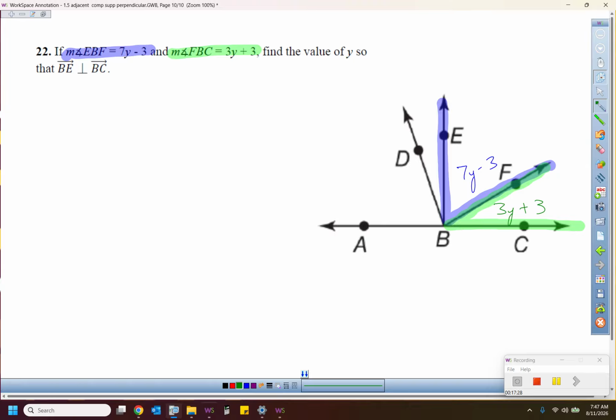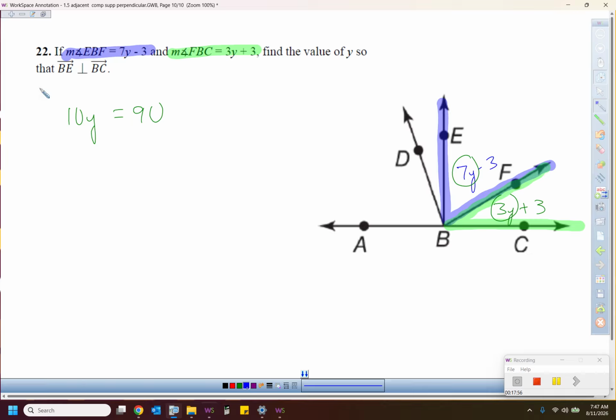Let's see if we can add these together without writing that first step. So we're just going to have to add our like terms together. These are like terms, 7y and 3y. If you add them all together, that's 10y. And then if we add our negative 3 and our positive 3 together, well, negative 3 and positive 3 is 0, so I don't even need to write that down. So 10y should equal 90 because I added these two together.